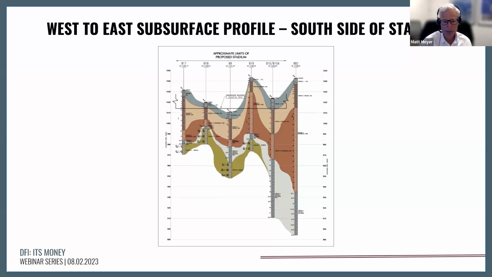We implemented SPT testing, rotary rock coring, cone penetrometer testing, surface geophysical techniques, downhole seismic testing with CPTs, dilatometer testing. So there's a whole myriad of different investigative techniques to come up with what we believe is in the ground, as well as the variability of what we anticipate in the ground.